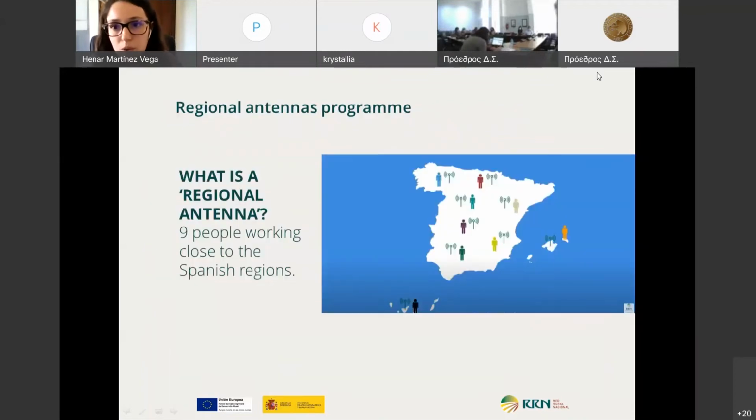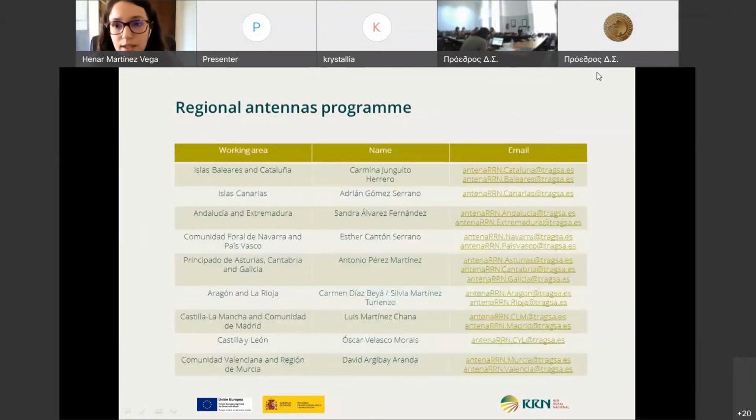So maybe some of you will be asking yourselves what is a regional antenna, because the concept may be strange. So the regional antennas are just 9 people who are working in the regions, and they are working close to these Spanish regions, because as I said, we are working in the Madrid office, so it was difficult for us to reach these local areas. So why are we developing this program?